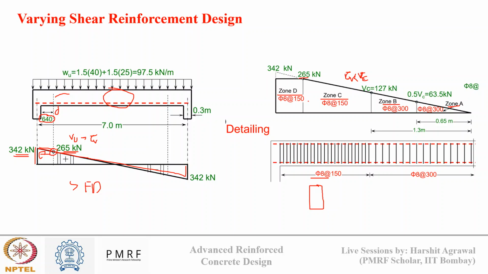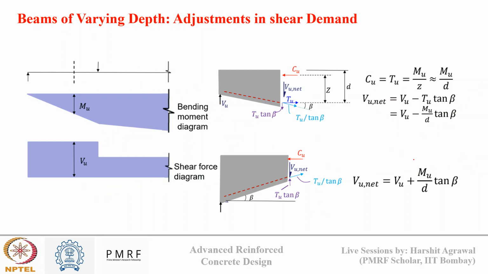However, the spacing is changing. For zone C and zone D, the spacing was 150 mm center to center. But for zone A and zone B, the spacing was increased to 300 mm center to center, because here the shear force is very small. So we can increase the spacing, which will optimize our design and reduce the cost.